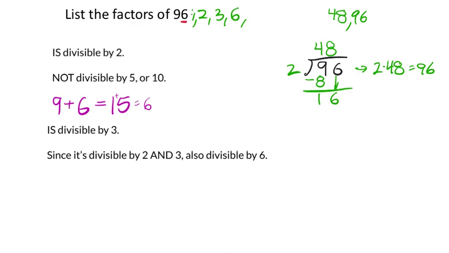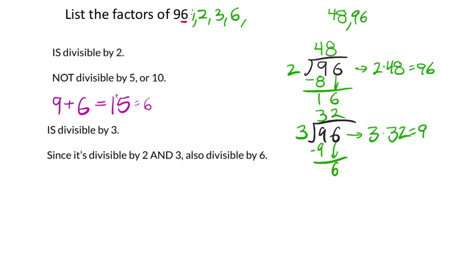Okay, but we also said that 96, we know, is divisible by 3. So let's go and divide it by 3 and see what else we get. 3 goes into 9 3 times. 3 times 3 is 9. We used up all 9, so we'll drop the 6. 3 goes into 6 twice. So again, this means that 96 could also be shown as 3 times 32 to get 96. So again, let's put the 32 out here.